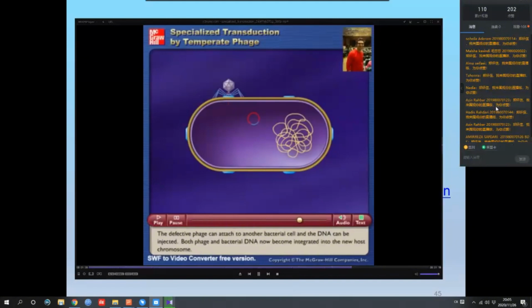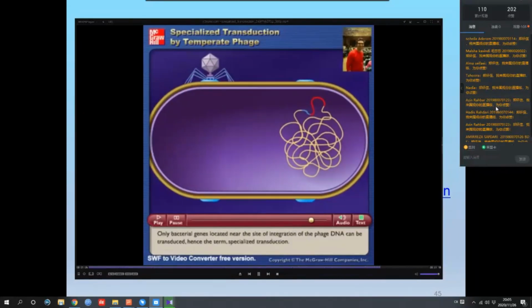Both phage and bacterial DNA now become integrated into the new host chromosome. Only bacterial genes located near the site of integration of the phage DNA can be transduced, hence the term specialized transduction.